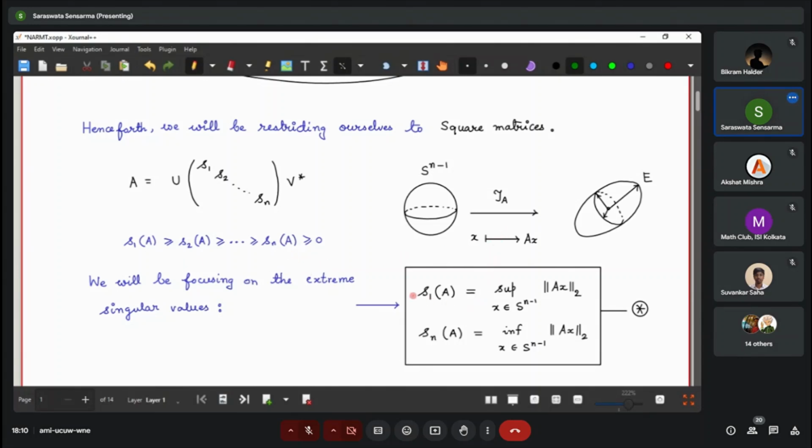And we will be especially concerned with the largest and smallest singular values, that is S1 and Sn. Now, of course, by the geometric description of the singular values that I've given, these two equations are obvious. You're taking the largest semi-axis, and the length of the largest semi-axis is the largest singular value, and the length of the smallest semi-axis is the smallest singular value. Like this is, say, S1 of A, and this should be Sn of A.